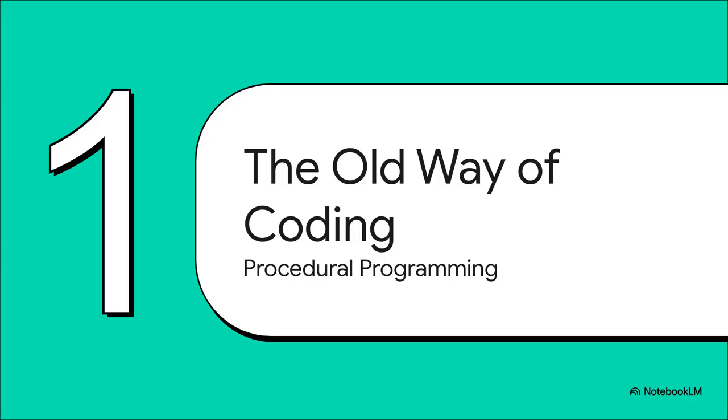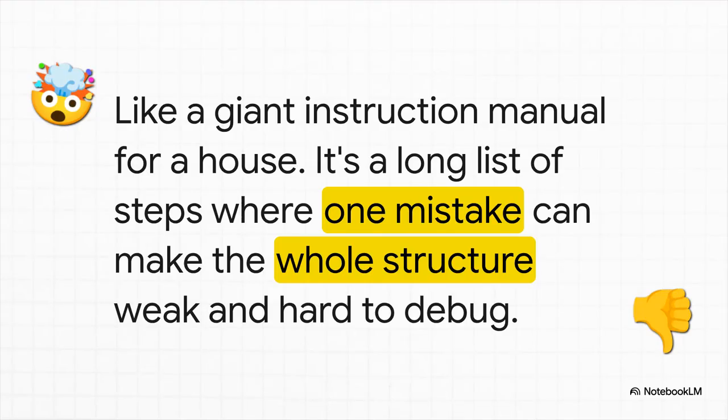Okay, so to really appreciate just how revolutionary OOP was, we first got to look at the problem it was built to solve. Let's take a little trip back in time and check out the old way of doing things, something called procedural programming. Remember that giant instruction manual we just talked about? Well, that's pretty much procedural programming in a nutshell. It's just one long list of steps.